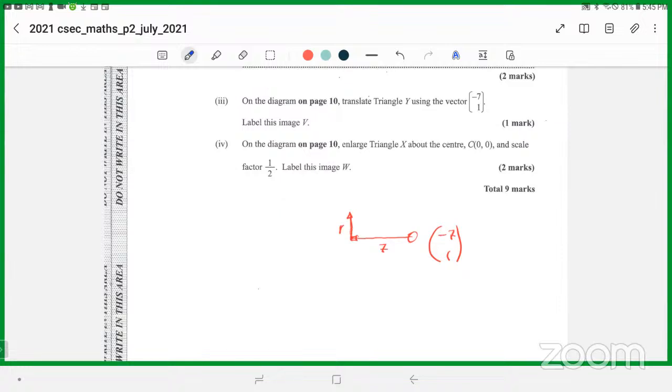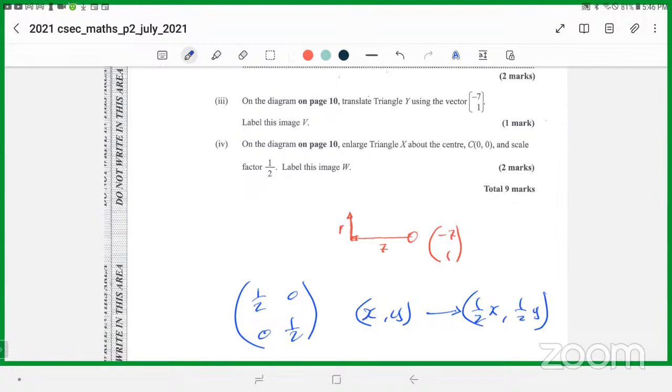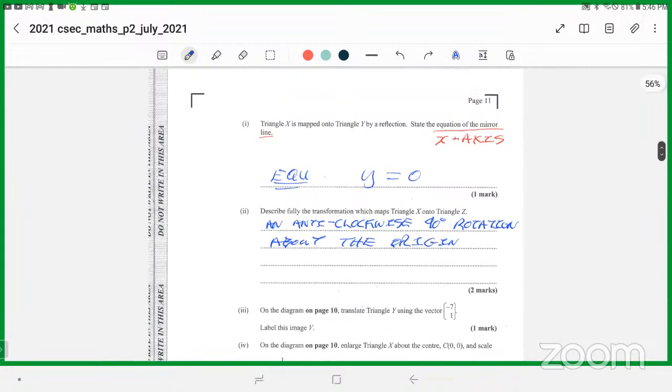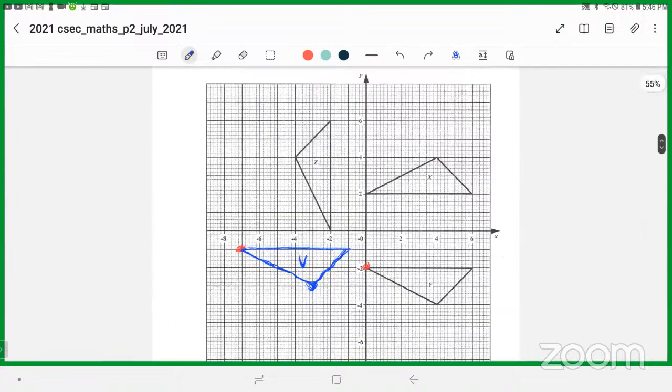Then the matrix will be half, 0, 0, half. That will be the enlargement matrix. And it will move a point x, y over to half x, half y. So it's basically half in the coordinates because the center of the enlargement is the origin. That is why we can use that enlargement matrix, k, 0, 0, k. So we're doing it on what? Triangle X, right? We're doing it on triangle X. All right, so this is triangle X.